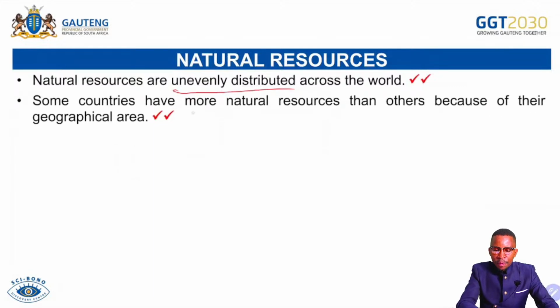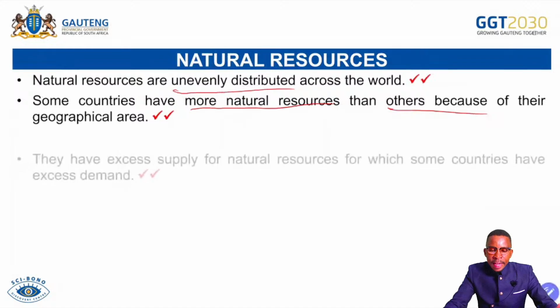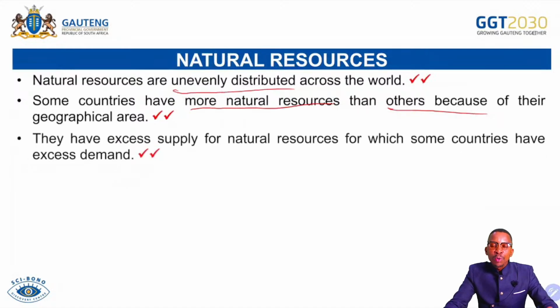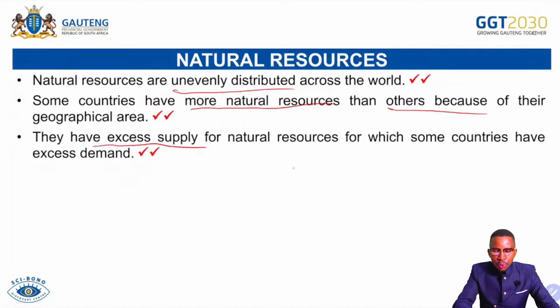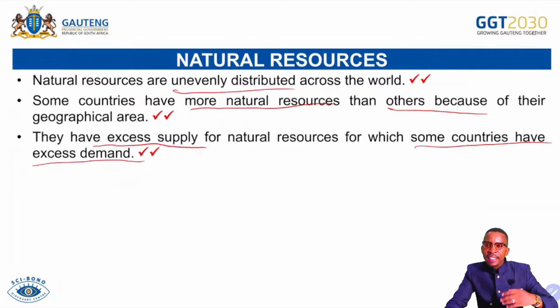Some countries have more natural resources than other countries because of their geographical areas, and nothing can be done for them to access that particular natural resource they don't have. They need to be supplied by those that have the surplus extraction. They have excess supply of natural resources for which some countries have excess demand. If we say they have excess supply, we mean they have more of that particular natural resource, and others have excess demand, meaning they don't have the resource and need more of it.